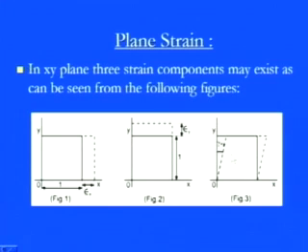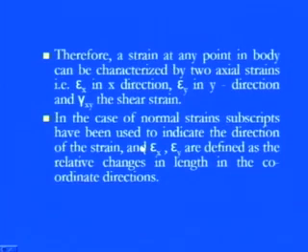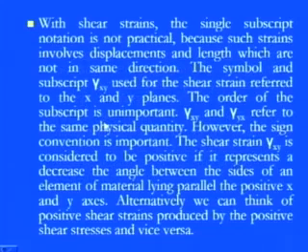So these three figures clearly show what kind of displacement or distortion there is in the corresponding relations. Therefore, a strain at any point in a body can be characterized by two axial strains, epsilon x in the x direction and epsilon y, and a plane strain, that is gamma xy, as a shear strain. In the case of the normal strains, the subscript is used to indicate the direction of the strain, that means epsilon x or epsilon y means the change in the x and y direction respectively, while the shear strain gamma xy has two subscripts.